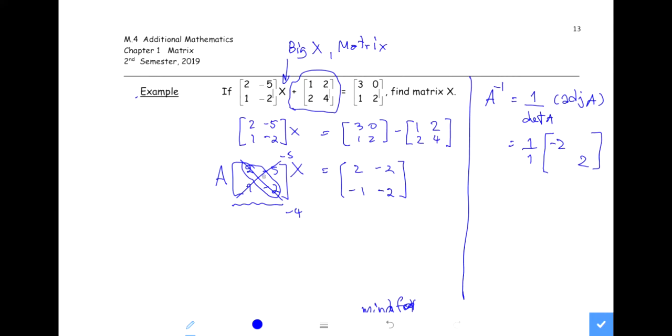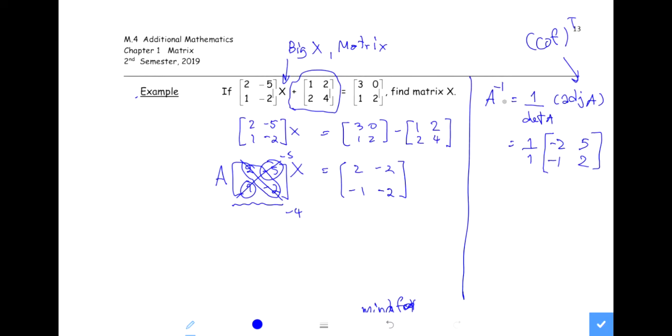Next, not along the diagonal, we have this one, which is -5. Here we don't swap the position, we swap the signs. The positive becomes negative, and the negative becomes positive. That is a shortcut for the adjoint. Actually, it's the cofactor transpose, but we have a shortcut for it.